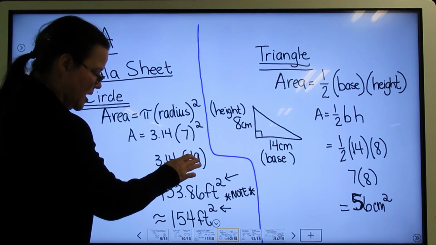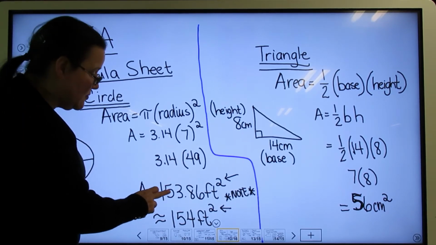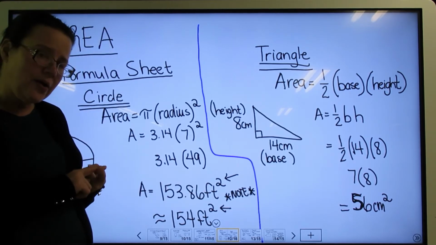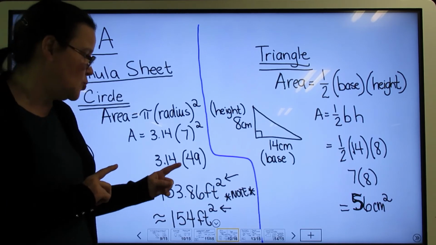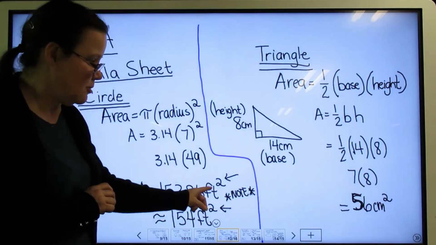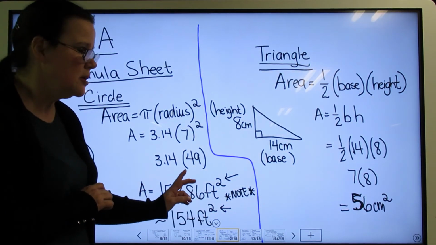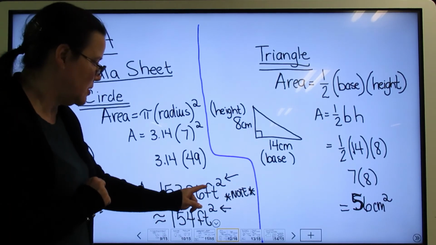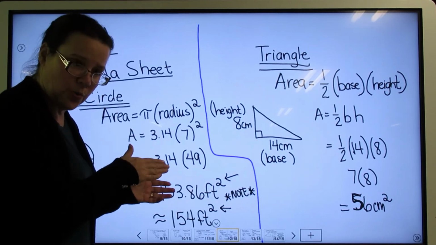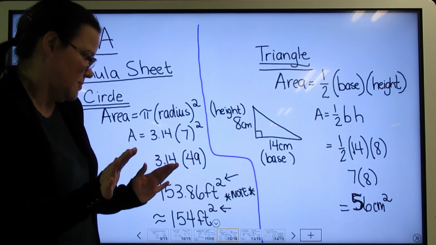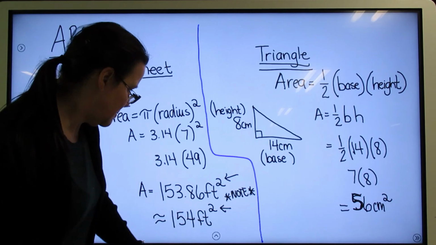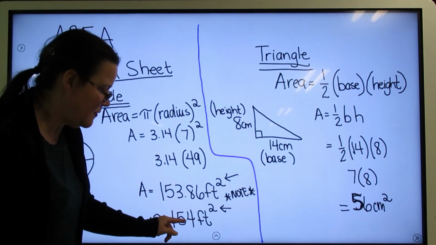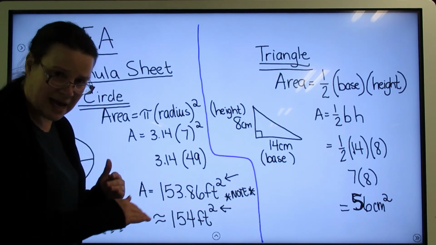3.14 times 49 is going to give you 153.86 feet squared. With area, you're always going to use squared units. Squared feet, squared inches, squared meters, squared centimeters, whatever it is that they're working with. They're going to say either feet squared or squared feet. They could write it out for you. Not quite sure how that test is set up. And if they needed you to round it to the nearest whole number, 154 feet squared. About that much.